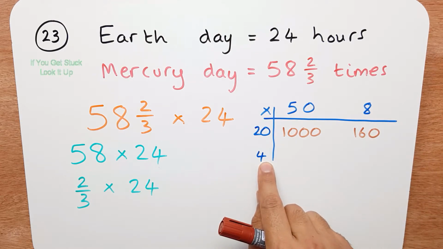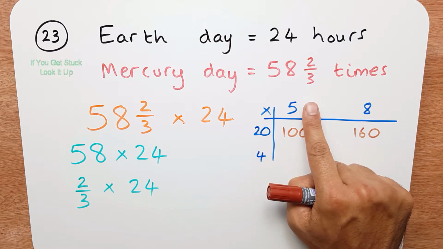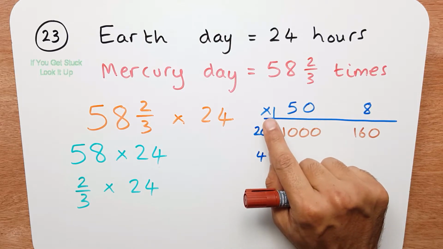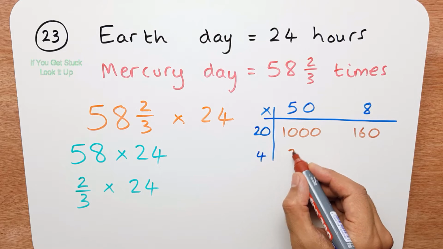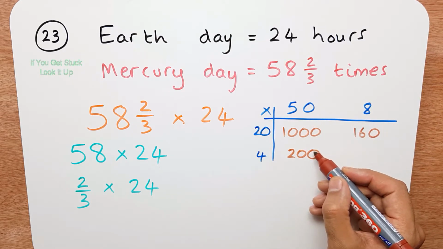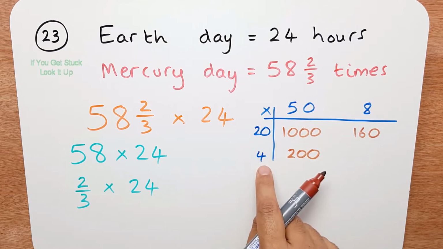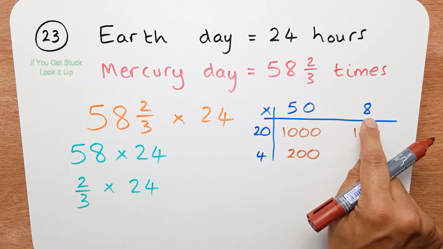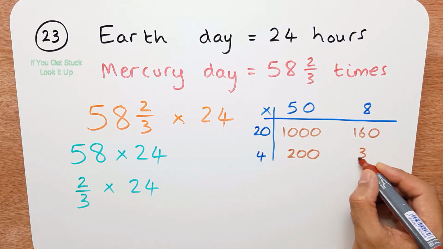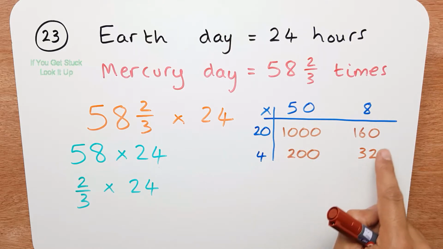Now moving on to the next row. 4 times 50. Again, hide this 0. 4 times 5 is 20. And bring this 0 back. So 4 times 50 is 200. Now finally, 4 times 8 is 32. Now I simply add all these.